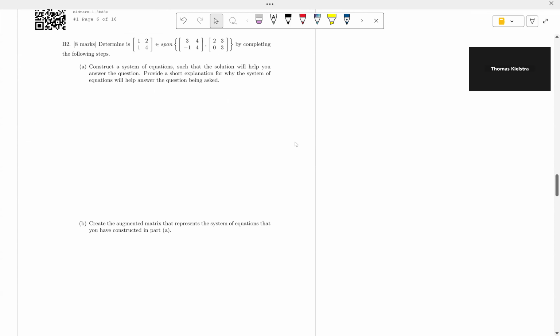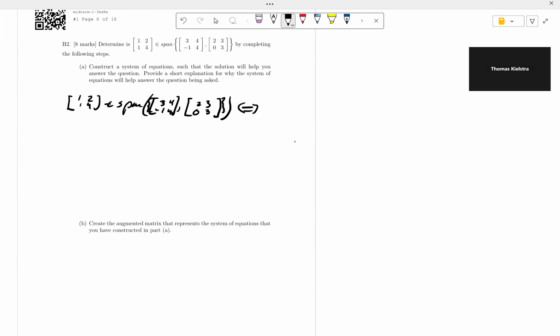In B2, we determine if this matrix is in the span of these vectors by completing the following steps. First, we construct a system of equations such that the solution will help you answer this question. Provide a short explanation for why this system of equations will help you answer this question. Well, the matrix 1, 2, 1, 4 is in the span of the set of matrices 3, 4, minus 1, 4 and 2, 3, 0, 3.